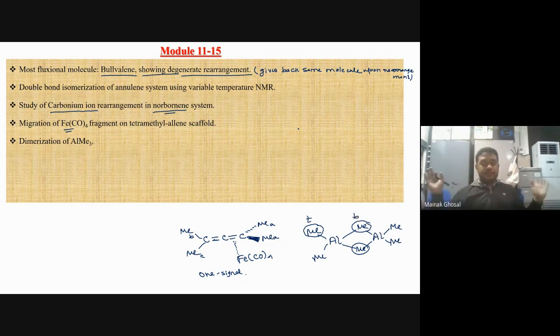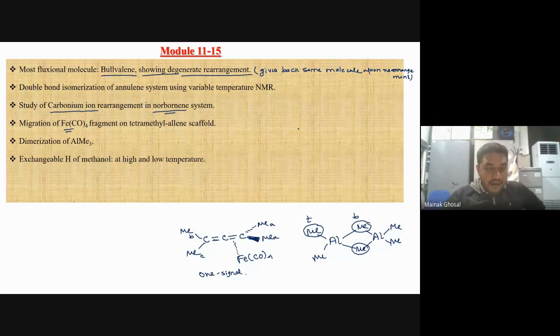If you go to low temperature, you will see the dimerized form of this AlMe3, and there two different peaks will be observed for the two different kinds of methyl group present in the molecule. As you increase the temperature, this dimerized form will break down. You will only get one peak due to methyl.